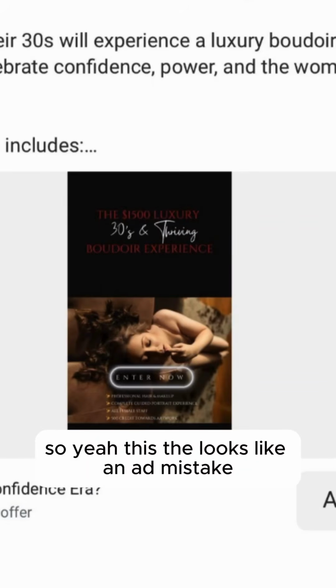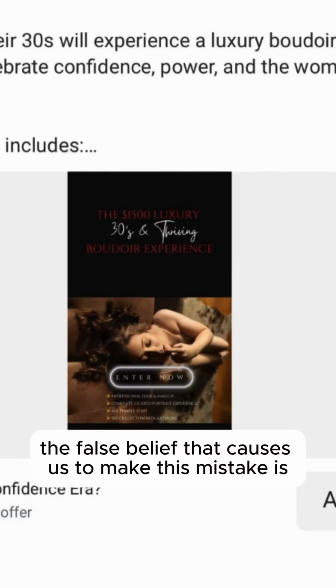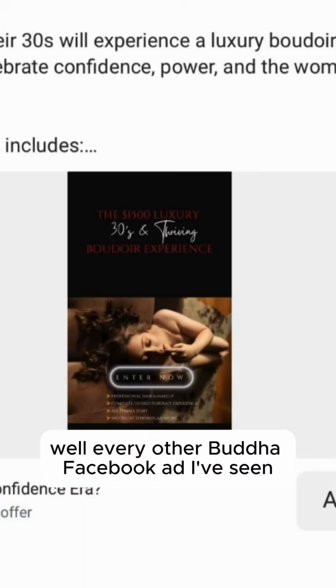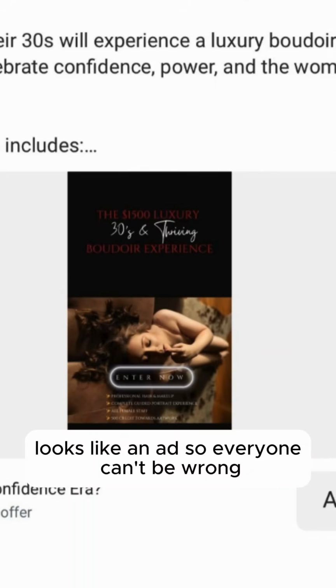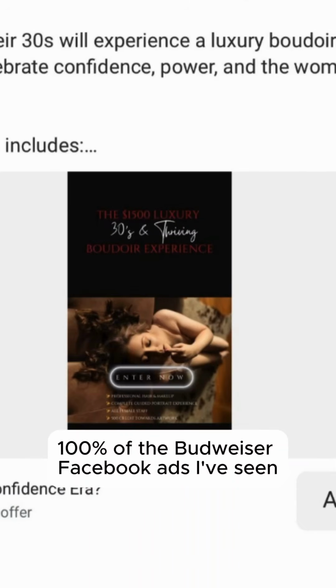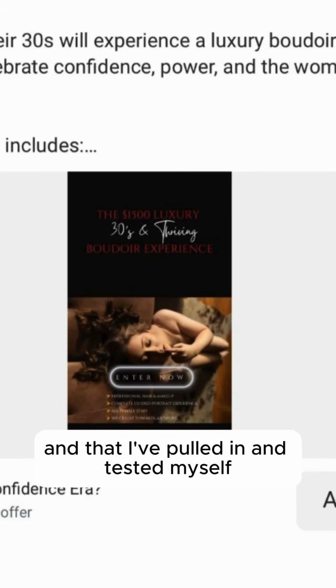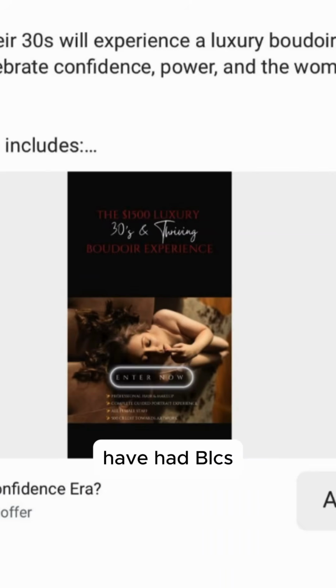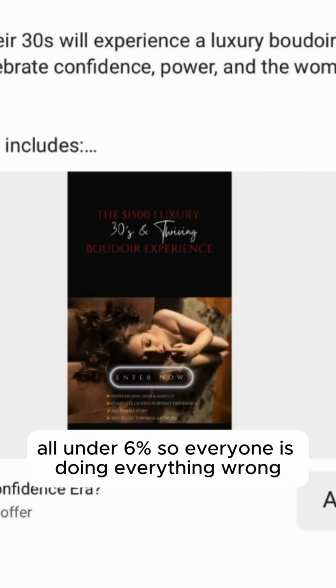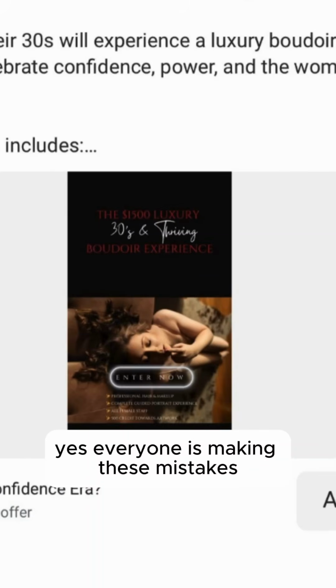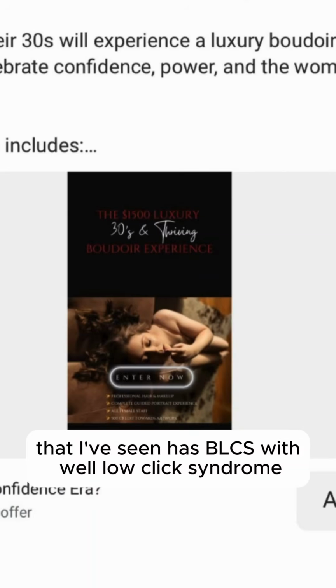So yeah, this looks like an ad mistake. The false belief that caused us to make this mistake is, well, every other Boudoir Facebook ad I've seen looks like an ad. So everyone can't be wrong, can they? Well, 100% of the Boudoir Facebook ads I've seen the back end for, and that I've pulled in and tested myself, have had BLCS, Boudoir low click syndrome, with a unique CTR under 6%. So everyone is doing everything wrong. Yes, everyone is making these mistakes. That's why everyone that I've seen has BLCS, Boudoir low click syndrome.